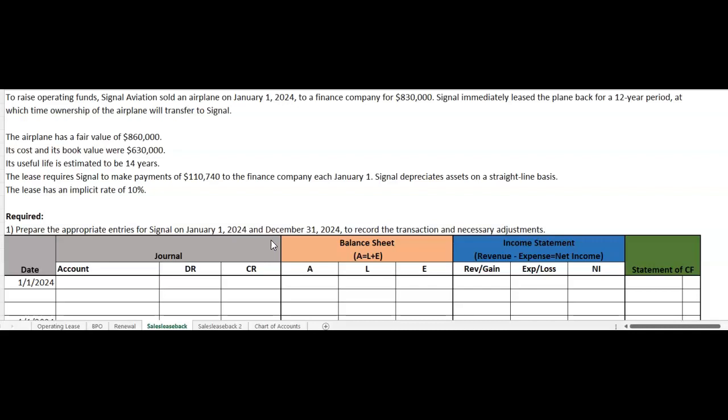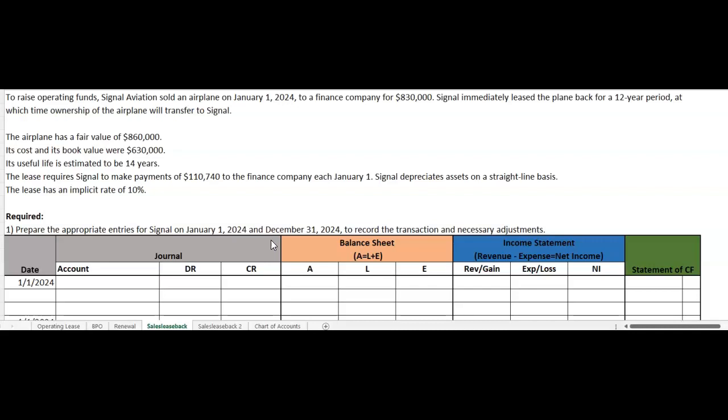So let's look at these 2 different ways to account for these assets. Let's start with this first example here. To raise operating funds, Signal Aviation sold an airplane on January 1st of 2024 to a finance company for $830,000. So we needed an inflow of cash. One way we could do that is sell the plane and then turn around and lease it back. Signal immediately leased the plane back for a 12-year period, at which time the ownership of the plane will transfer to Signal. So remember, Signal here is the seller and the lessee.